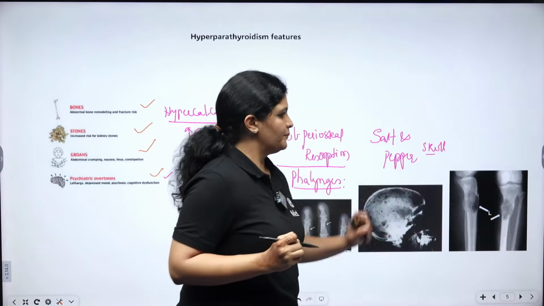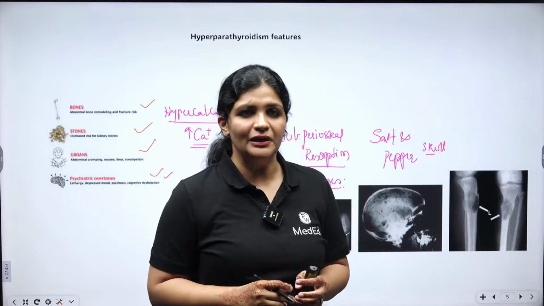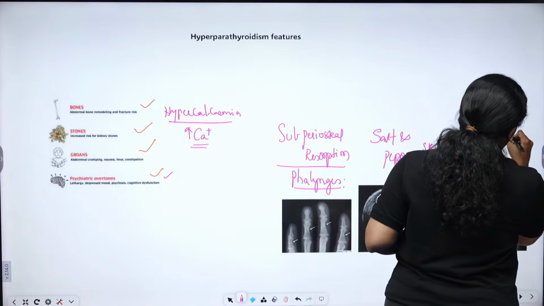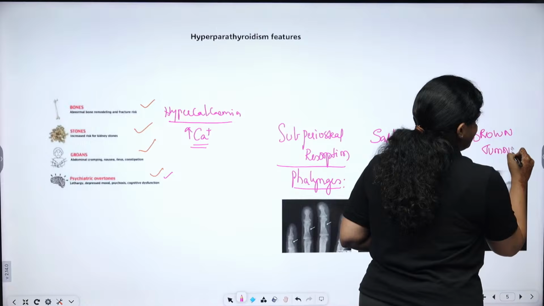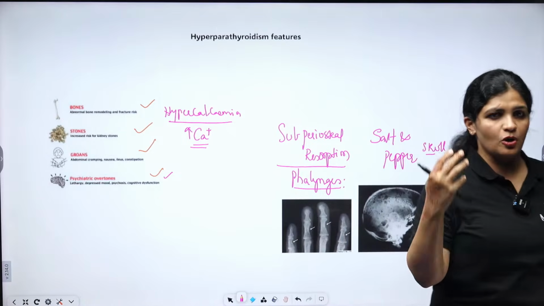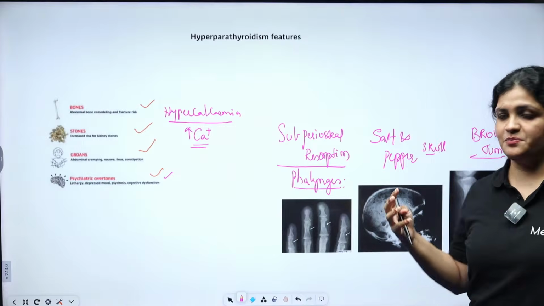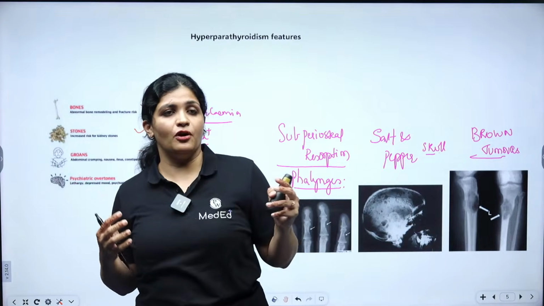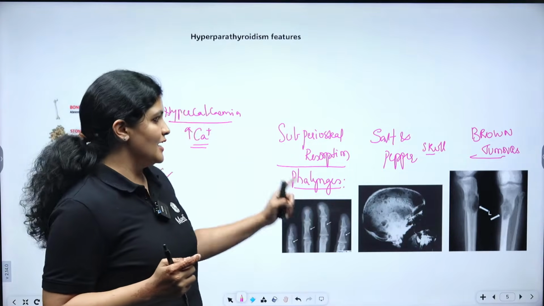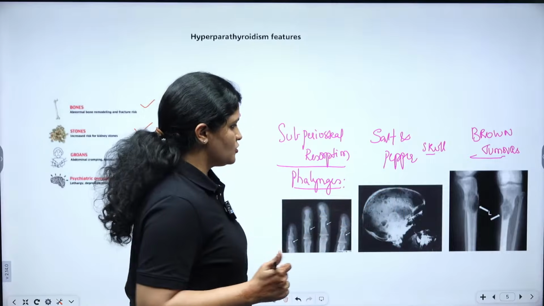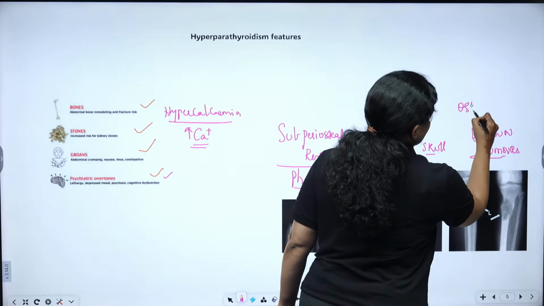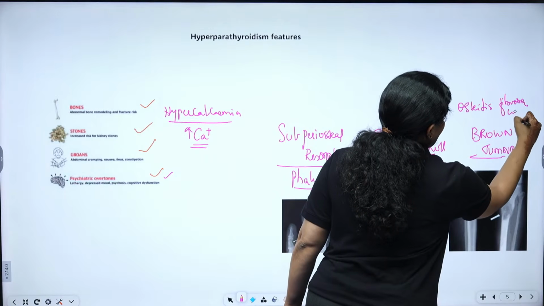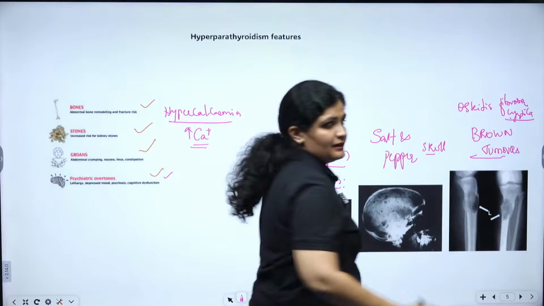And what is this? This is similar to a tumor. This is an indication of what is called the Brown's tumor. So what is a Brown's tumor? Because of excessive resorption of the bone, there is fibrous tissue present in the cavity in the bone, and whenever that bleeds, it forms a brown color, which is also called osteitis fibrosa cystica. This is osteitis fibrosa cystica or the Brown's tumor. Right. So these are the features of hyperparathyroidism.